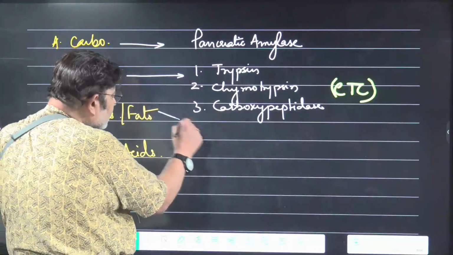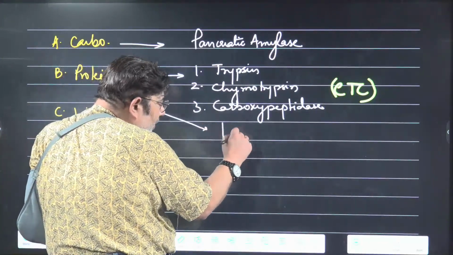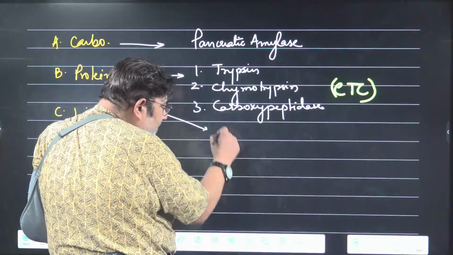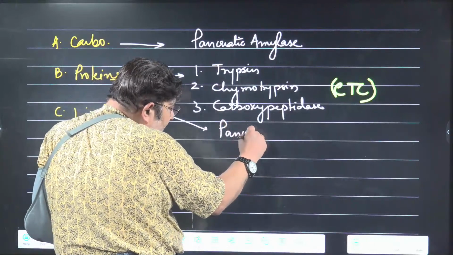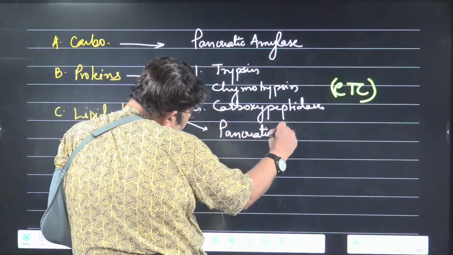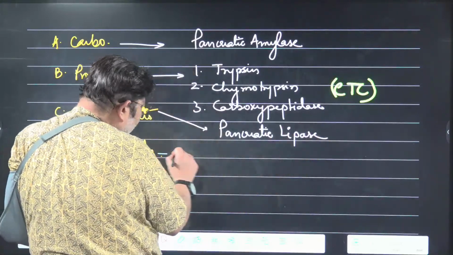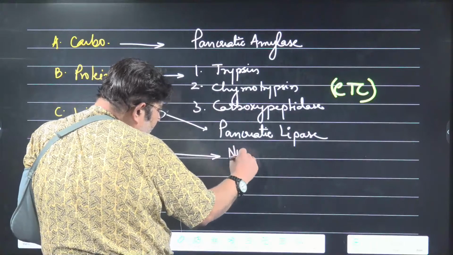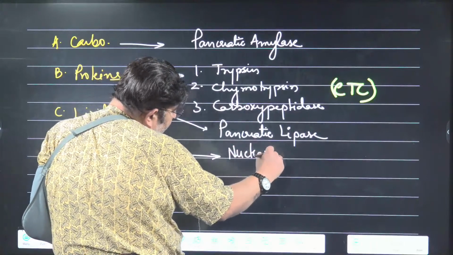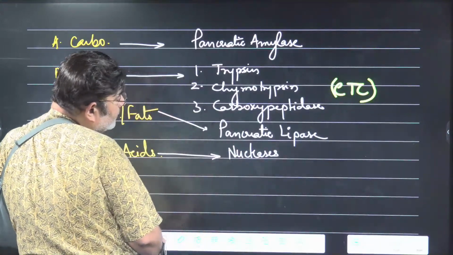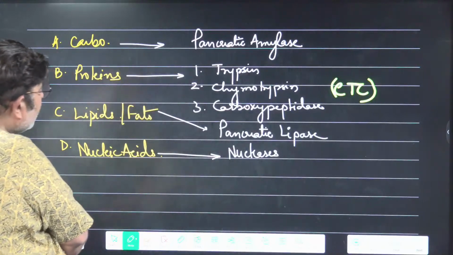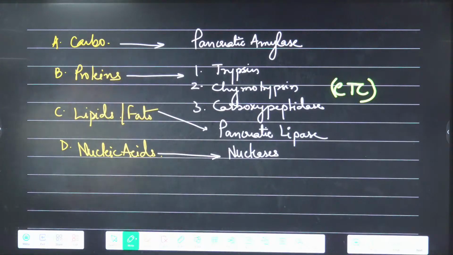For the fats, no special name. We can call it pancreatic lipase. Lipids ke liye lipase. And nucleic acids, we have got nucleases. For DNA, we have DNAs. For RNA, we have RNAs, nucleases.